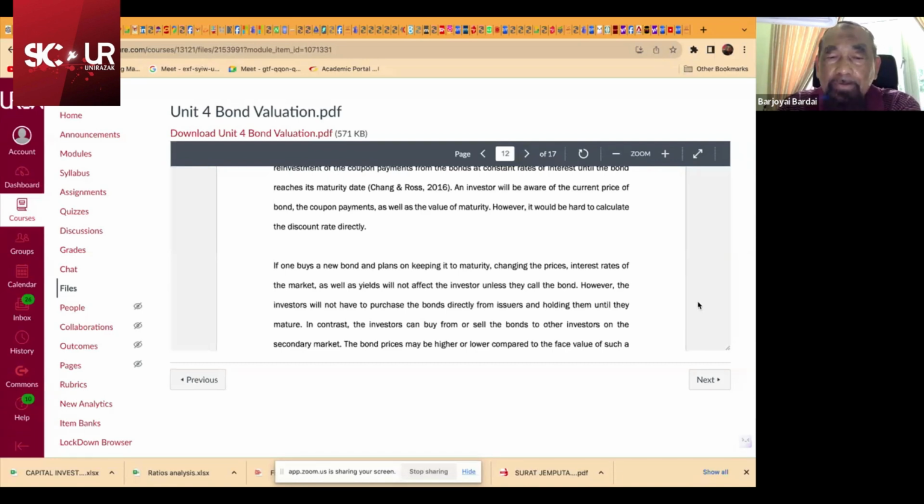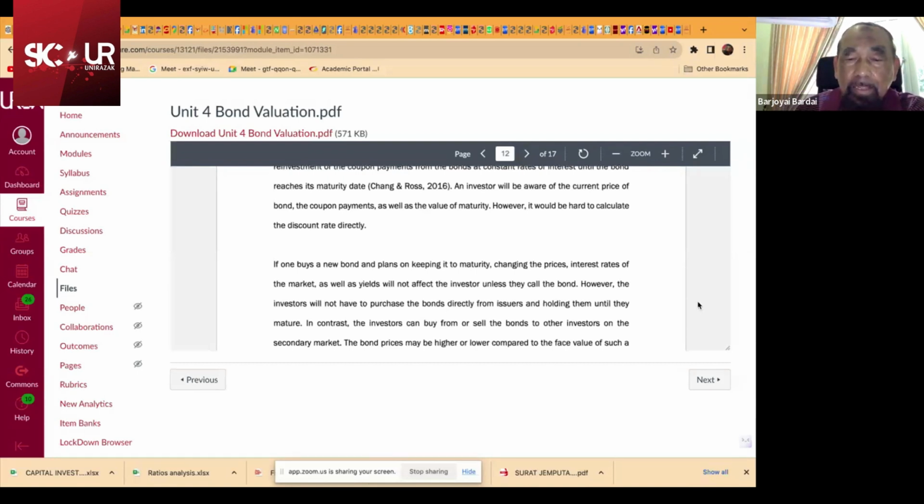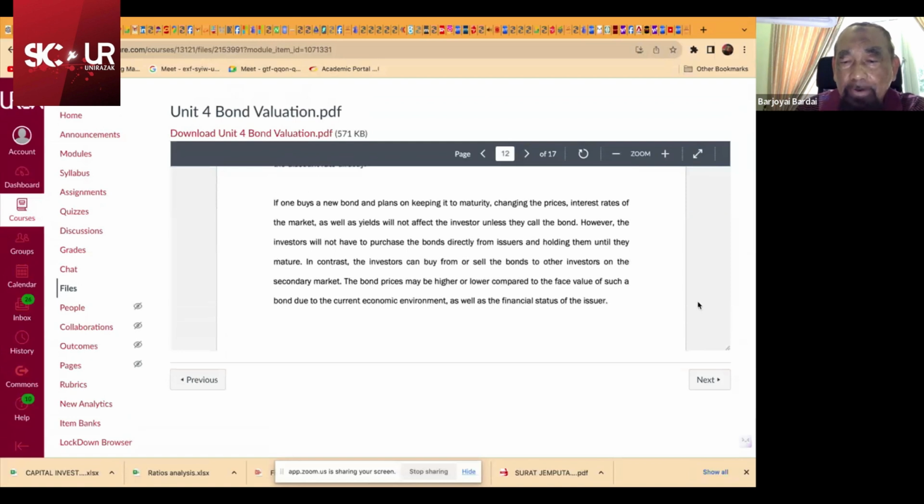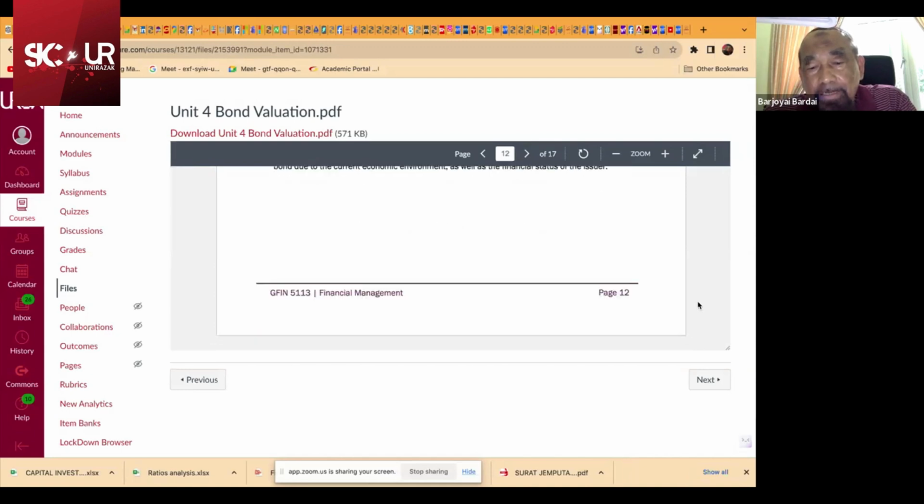However, the investor does not have to purchase the bond directly from issuers and hold it until it matures. In contrast, investors can buy from or sell the bond to other investors on the secondary market. Bond price may be higher or lower compared to the face value of such a bond due to the economic environment as well as the financial status of the issuer.